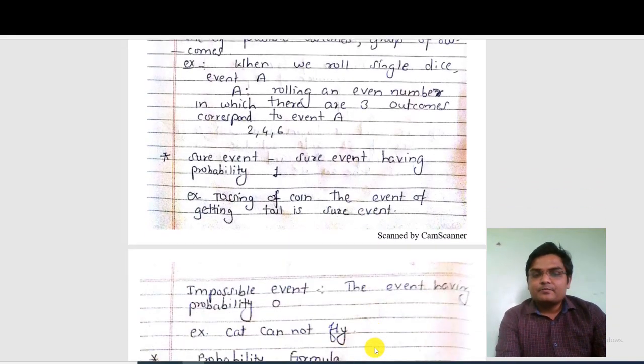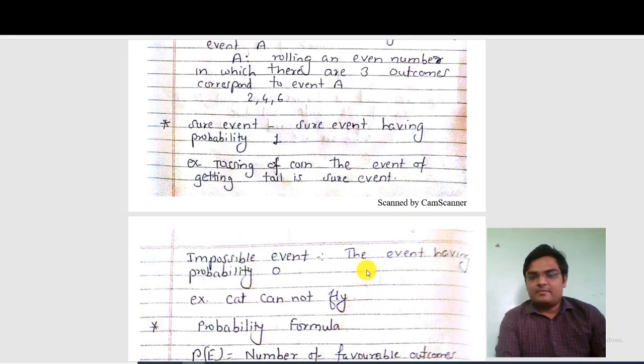Second concept, that is impossible event. An event having probability 0 is an impossible event. An example is that a cat cannot fly. As we see, a cat cannot fly, so this is an impossible event. So the probability is 0.